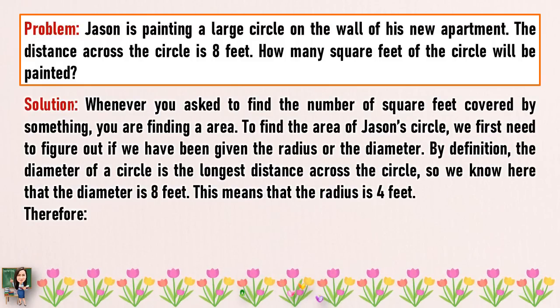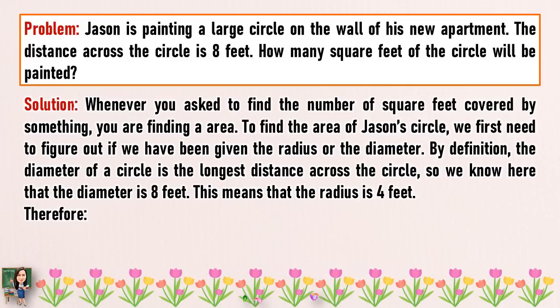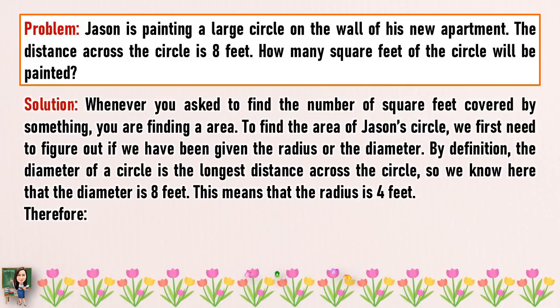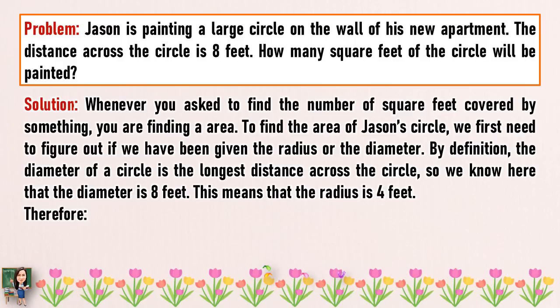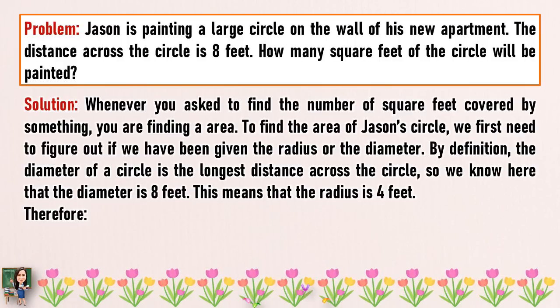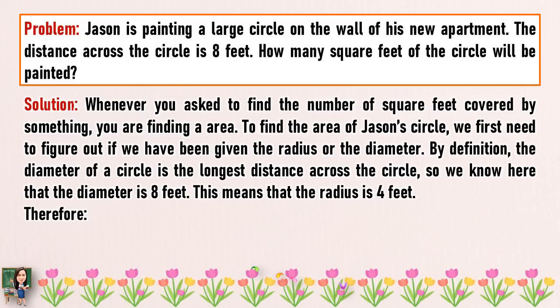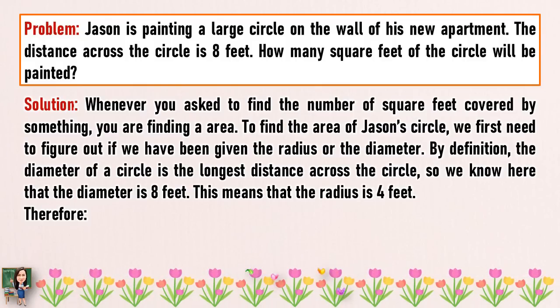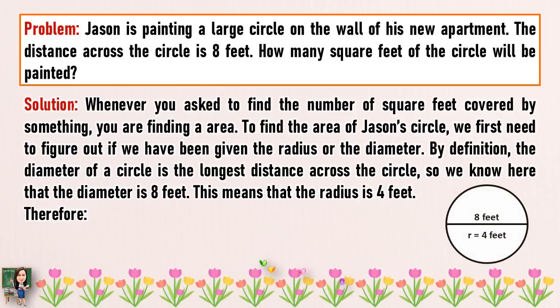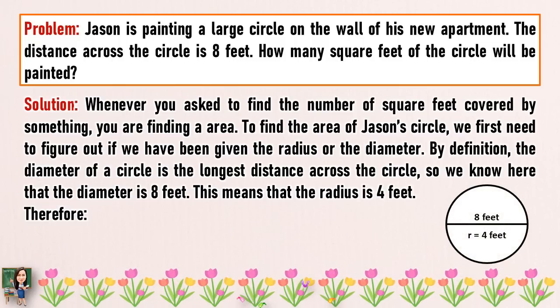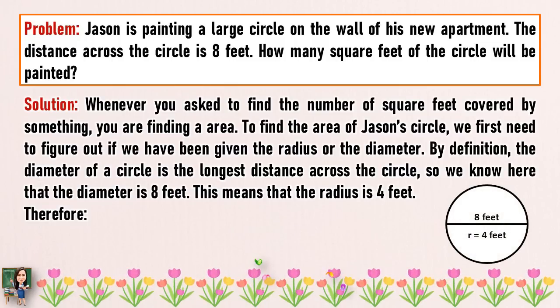Solution. Whenever you are asked to find the number of square feet covered by something, you are finding an area. To find the area of Jason's circle, we first need to figure out if we have been given the radius or the diameter. By definition, the diameter of a circle is the longest distance across the circle. So we know here that the diameter is 8 feet.